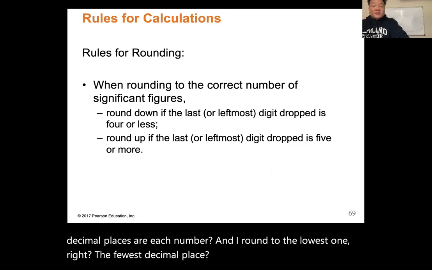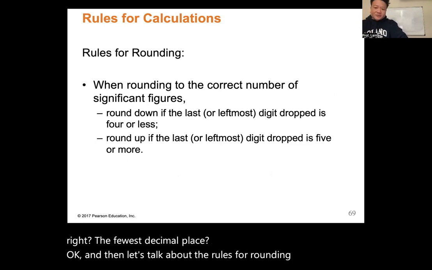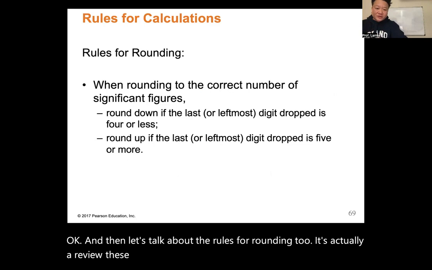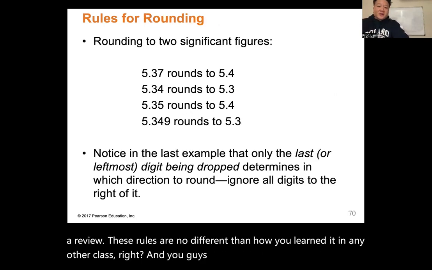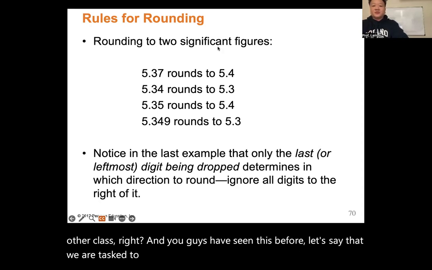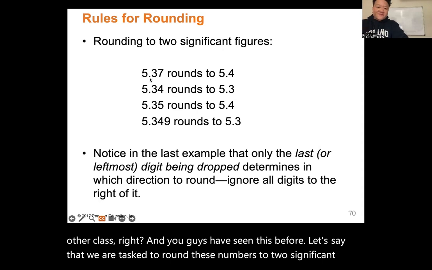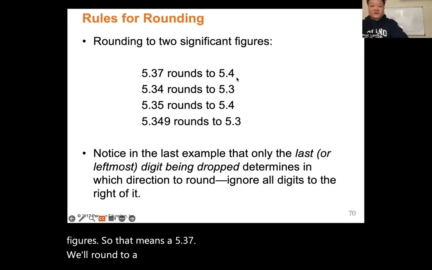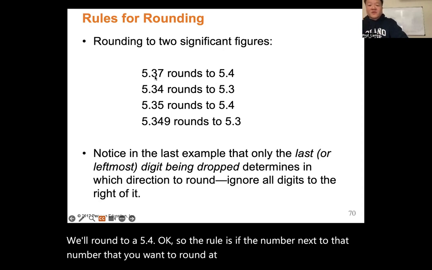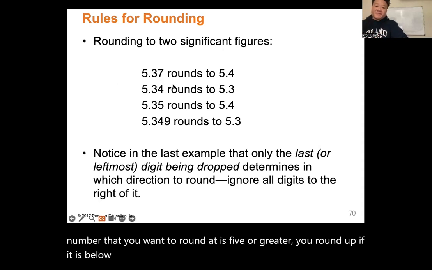Okay, and then let's talk about the rules for rounding too. It's actually a review. These rules are no different than how you learned it in any other class, right? And you guys have seen this before. Let's say that we are tasked to round these numbers to two significant figures. So that means a 5.37 will round to a 5.4, okay? So the rule is if the number next to that number that you want to round at is 5 or greater, you round up. If it is below 5, then you leave it the same, okay?